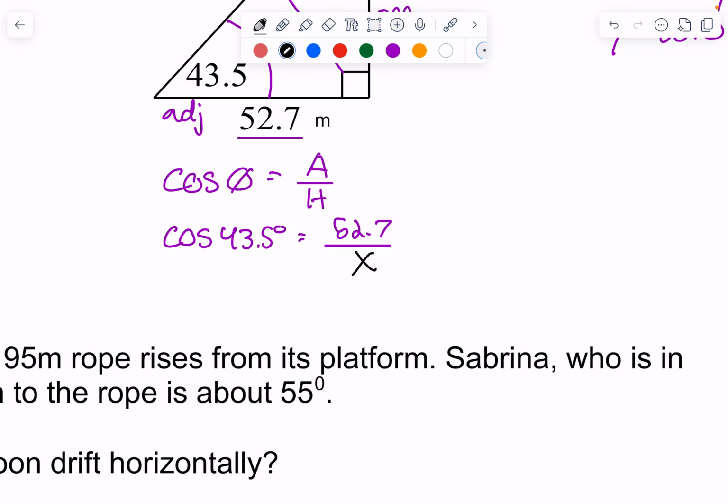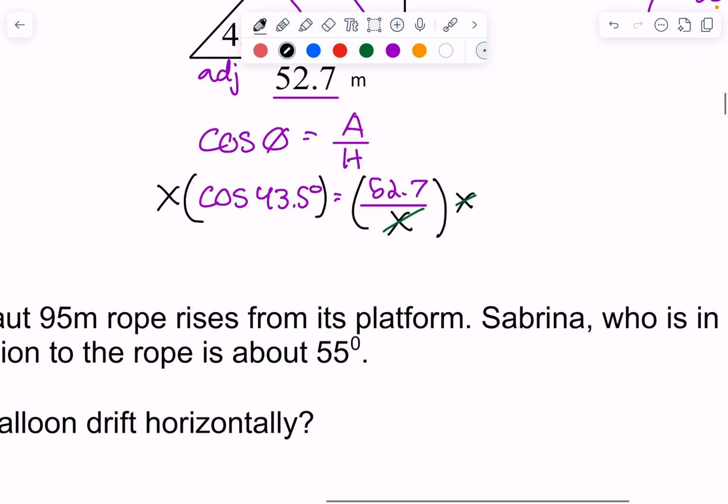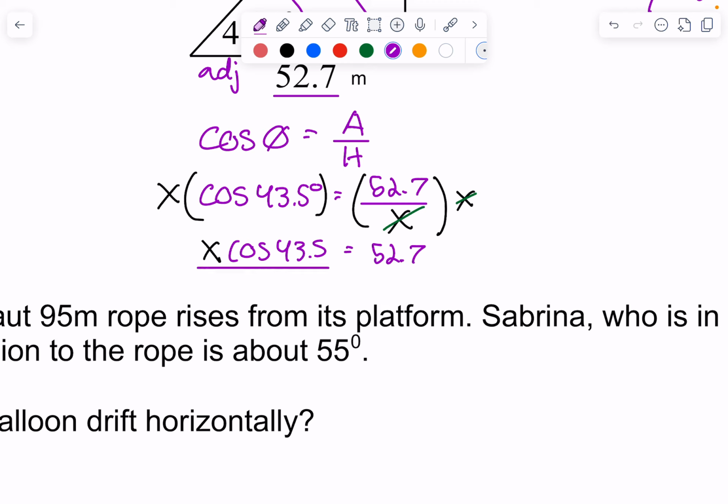So in order to isolate for this variable, it's just an extra step of math. We essentially need to get rid of this x on the denominator. To get rid of it on the denominator means we need to multiply both sides by x, so that this x and this x cancel. So you have x cosine 43.5 is equal to 52.7. Now to get x on its own, because that's what we're looking for, you need to divide by cosine 43.5.